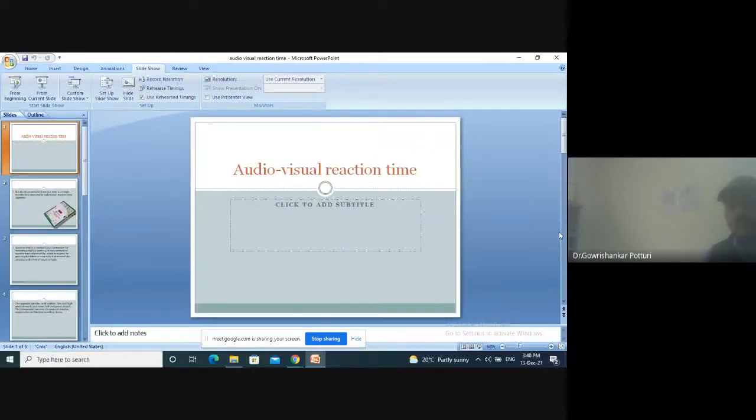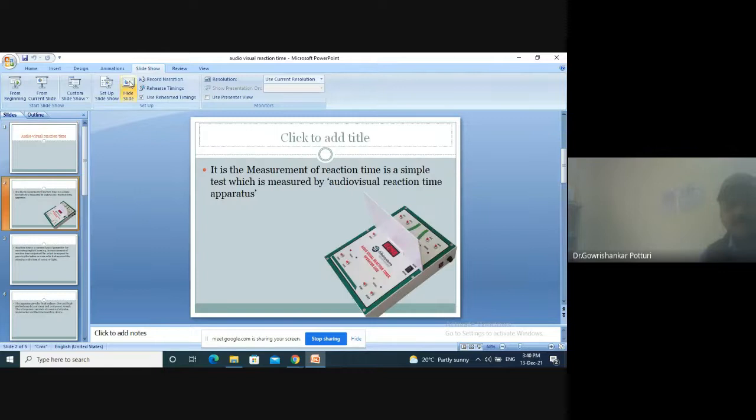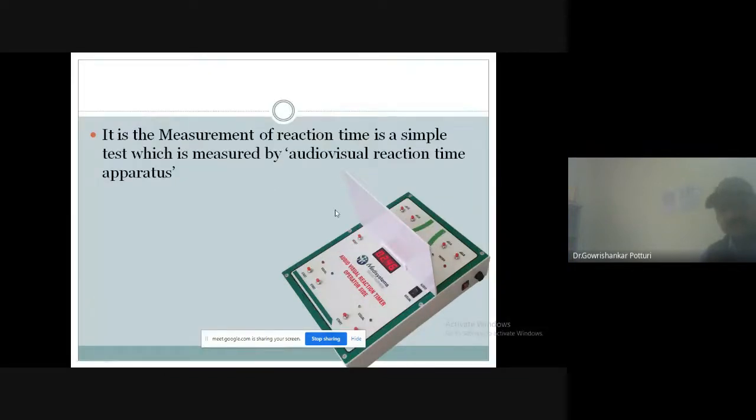So that is about the audiovisual reaction time apparatus. If you want, I will show you the apparatus once again. You can see, this is the thing. One side the operator will be sitting, the other side the client will be sitting. These are the keys which the client will press. Suppose a visual stimulus is given, he immediately has to press the visual one. If an auditory stimulus is given, here high pitch and low pitch.